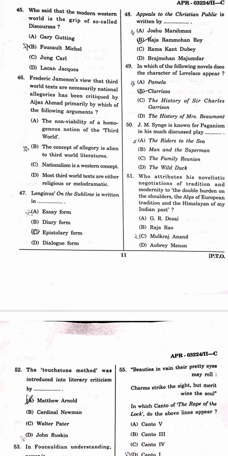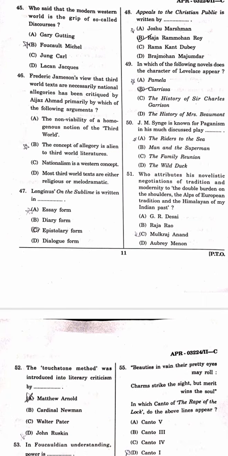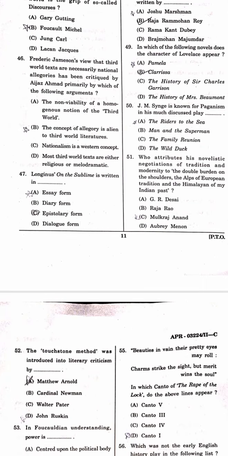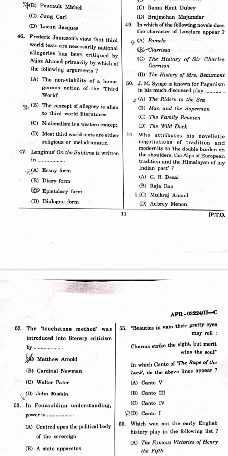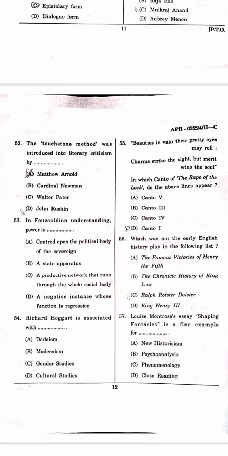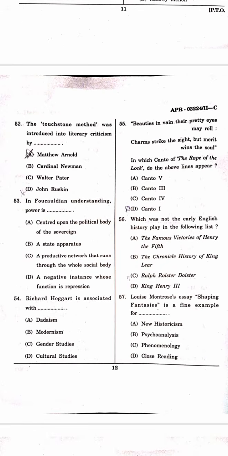Question number 52. The touchstone method was introduced into literary criticism by Matthew Arnold. Option A is the correct one. Question number 53. In Foucauldian understanding, power is. The correct option is option C, a productive network that runs through the whole social body.